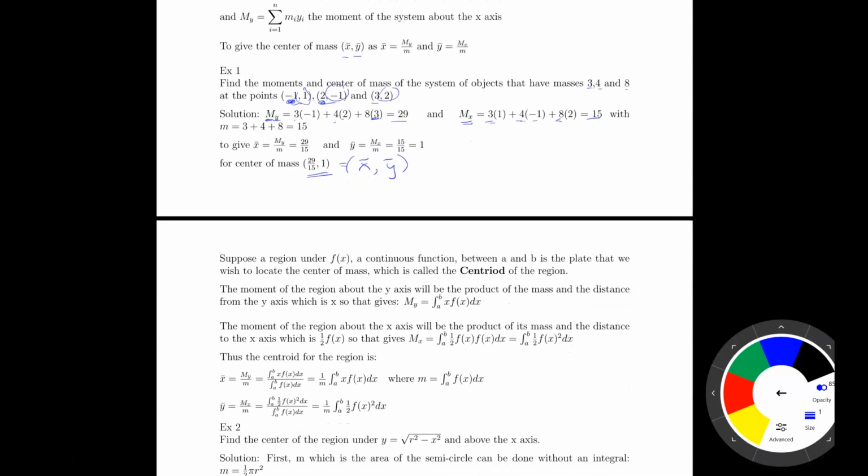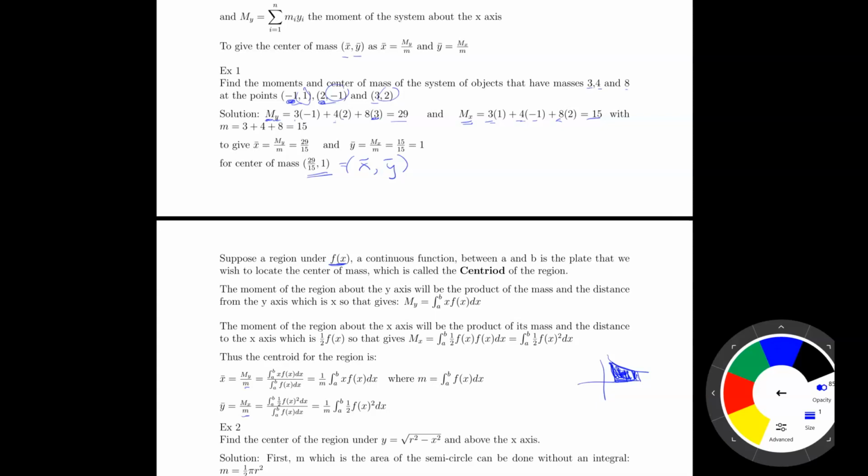Okay, so now we're talking about the region under a function, enclosing this area here, and we want to find the center of mass. First we want to find the total mass of this thing. The total mass would be the total area, the little m. And I'm going to keep it general, always talking about a uniform density material that's always the same.